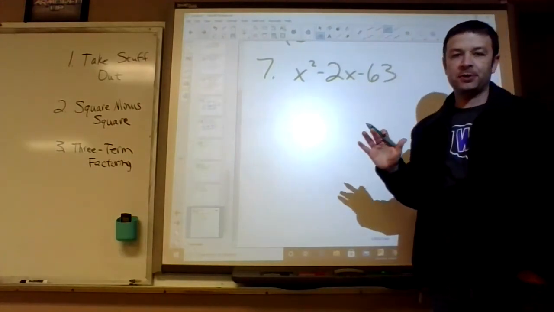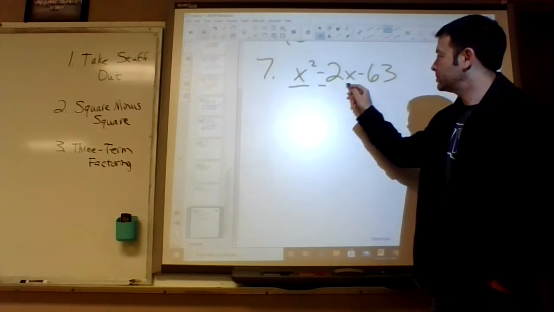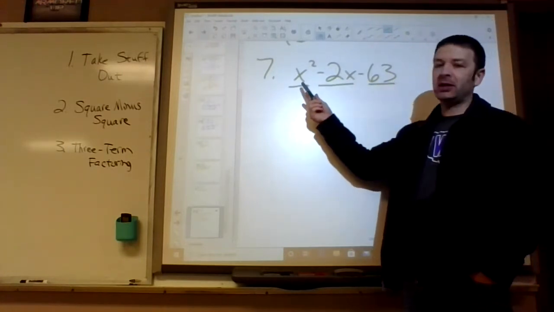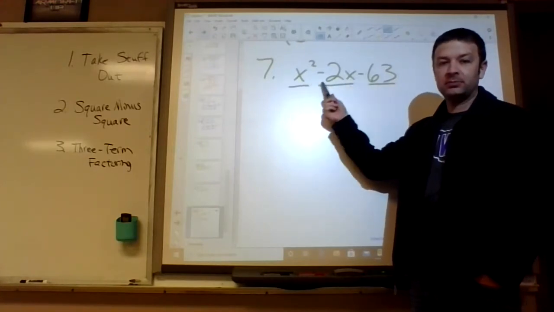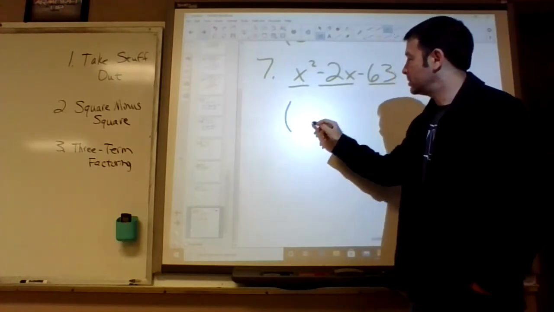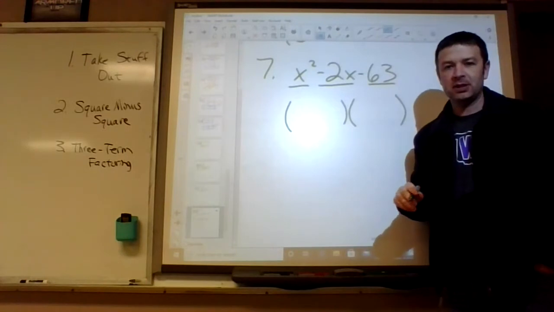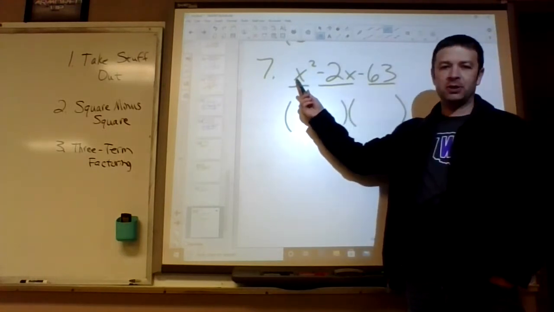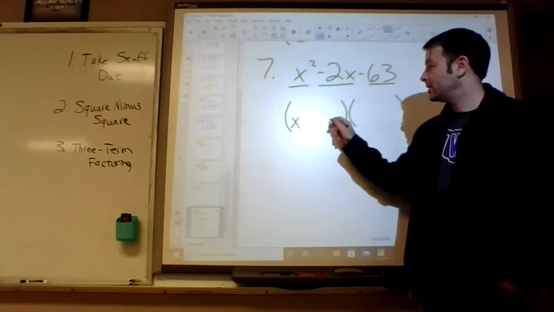Okay, this is the first example of 3-term factoring. It's got 1, 2, 3 terms. You can't take anything out. It's not a square minus a square. It's got 3 things, so it can't be that. But you're going to start with 2 sets of parentheses. In the front of the parentheses, you're going to say what goes into x squared. That would be x times x. So I'm going to put x is in the front.